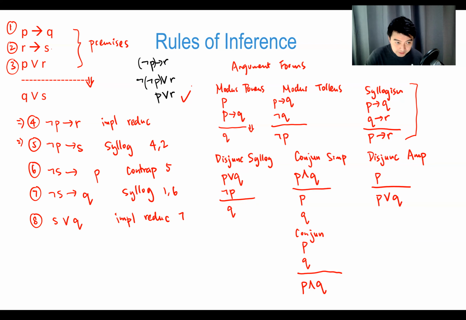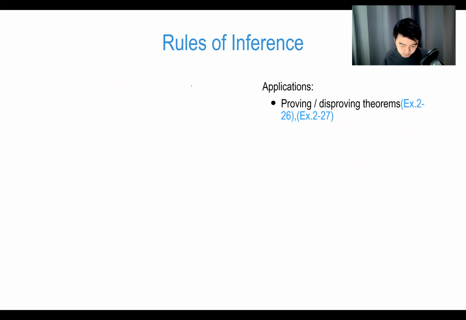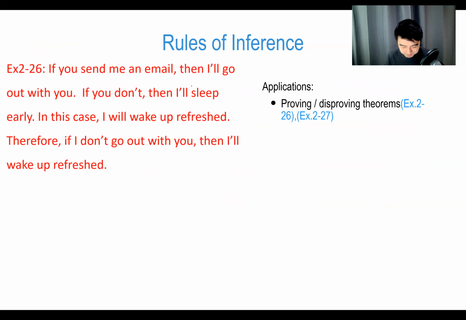Okay, so let's do one more example, just so that we have a better idea of proving and disproving. Now, here is an example. If somebody says this to you: if you send me an email, then I'll go out with you. If you don't, then I'll sleep early. In this case, I will wake up refreshed. Therefore, now there's the key term. Whenever you see therefore or in conclusion, you know that we are talking about a line for our argument form. So therefore, if I don't go out with you, then I'll wake up refreshed.